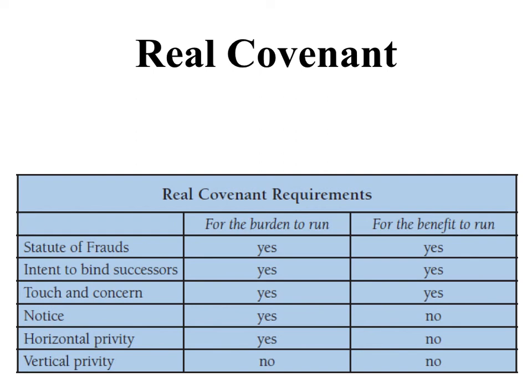Then touch and concern. Touch and concern means that it is directly related to the enjoyment, occupation, or use of the property. So it needs to touch and concern the land. Typically, if it is a restriction on the use of the land, that is considered to touch and concern the land.